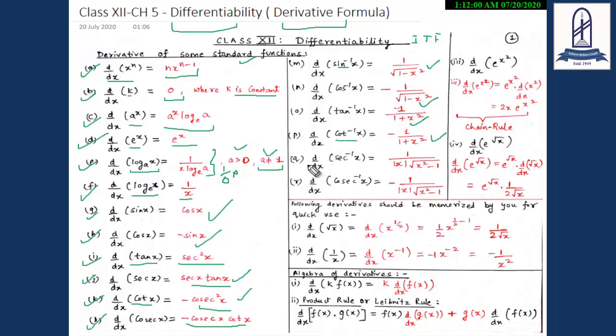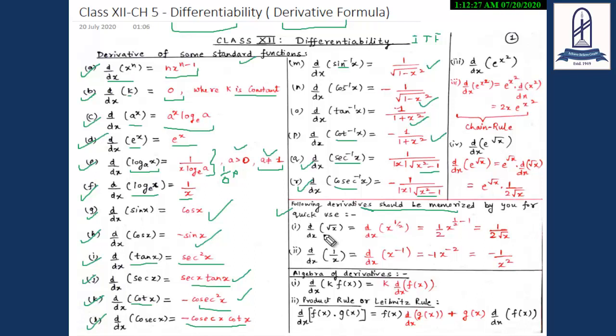And after that d by dx of sec inverse x, which is equal to 1 upon mod x into square root of x square minus 1. And then d by dx of cosec inverse x, which is equal to minus 1 upon mod x into square root of x square minus 1. And now students, we will study some more derivatives which should be memorized by you for their quick use.